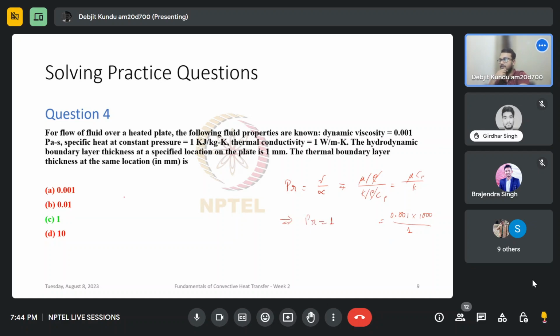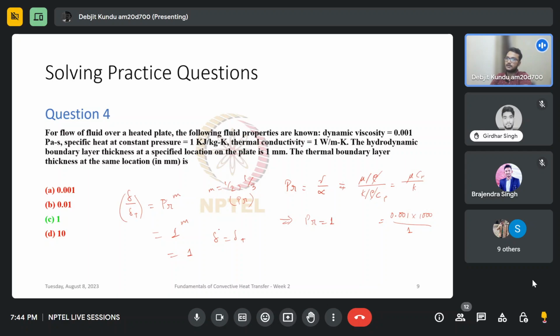And as you know, delta over delta t is a function of Prandtl number to the power m. Now m could be anything, it could be half or one third depending on the value of Prandtl number itself. But anyway, since it's 1, 1 to the power anything would be equal to 1. So that's why delta would be equal to delta t.